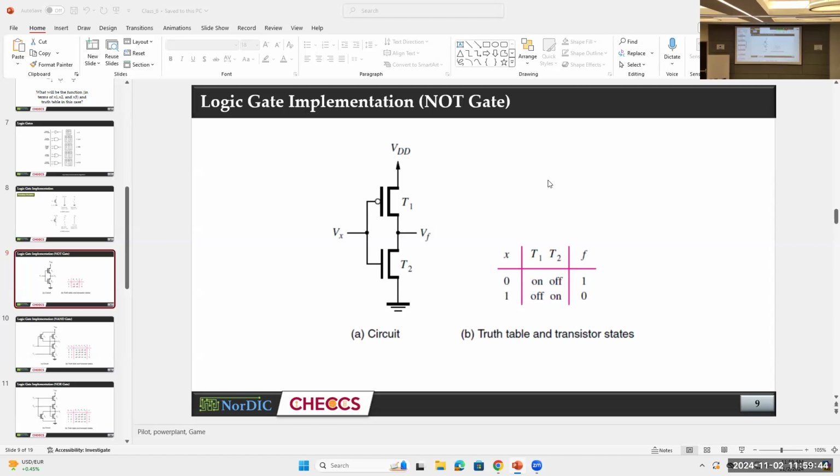So yeah, let's analyze this circuit. This will be very easy if we can keep in mind the device operation of NMOS, when it is on or when it is off. If we know that, it's very easy. So let's draw it.